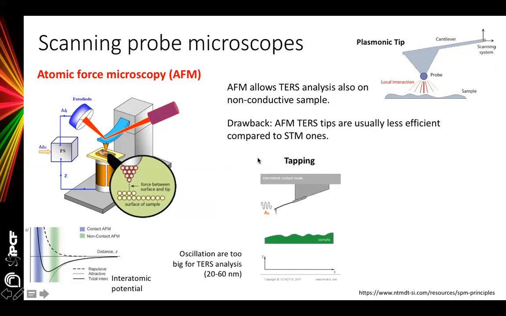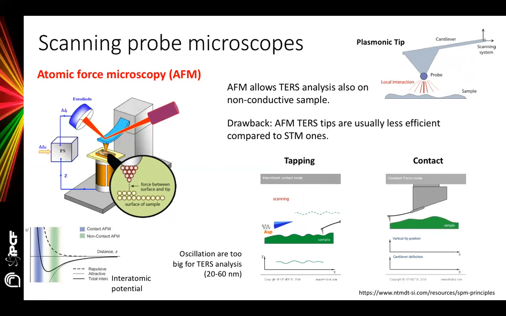AFM has different operating modes. One of the most versatile is the so-called tapping mode, where the tip touches the sample in an intermittent way. So it oscillates between the contact region and the non-contact region in this sketch of the interatomic potential. However, as you can see here, the oscillations of the cantilever are usually in the range of 20-60 nanometers. Those are huge distances if we consider that the near field region is confined in about 10-15 nanometers.